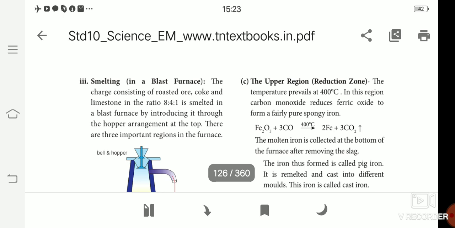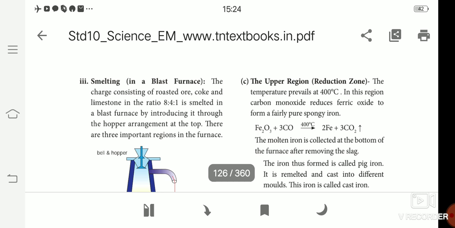Then the middle region, the fusion zone reactions. First, carbon reacts with oxygen to form carbon dioxide. Continuing, carbon dioxide reacts with carbon at a temperature of 1000 degrees Celsius to form carbon monoxide, CO. So: carbon C, oxygen O2, carbon dioxide CO2, and carbon monoxide CO.